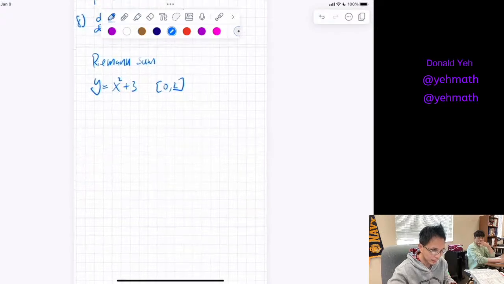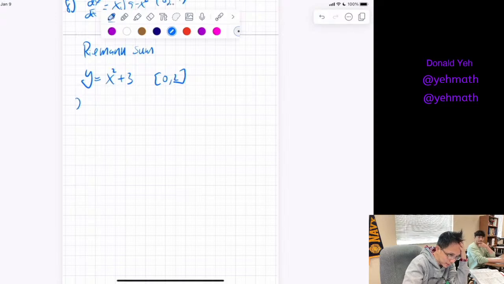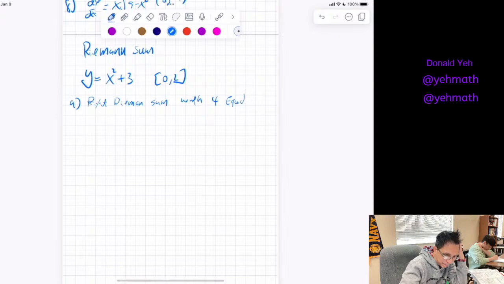Okay. I can do 0 to 2, and I ask you Riemann sum. I can ask you how many things. I can say trapezoid. I can say right approximation, right Riemann sum with 4 equal subintervals. I can ask you that.